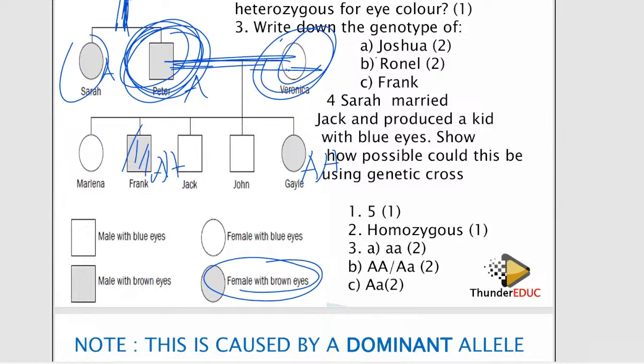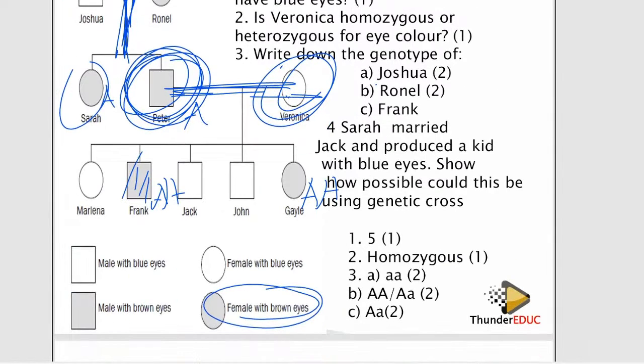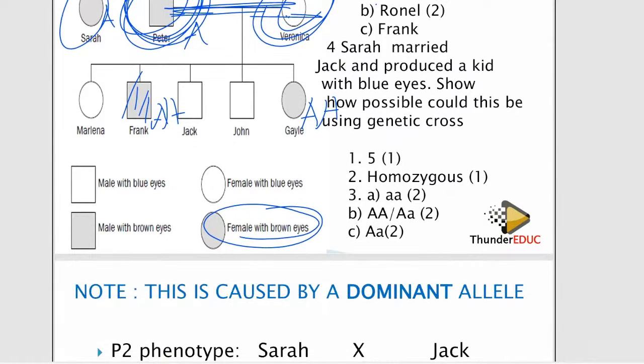So you need to understand that this situation is caused by a dominant allele. If it was caused by a recessive allele, the one which is shaded would have been small a, small a. But because the one which is shaded has a capital letter, it gives you an idea that it is caused by a dominant allele.